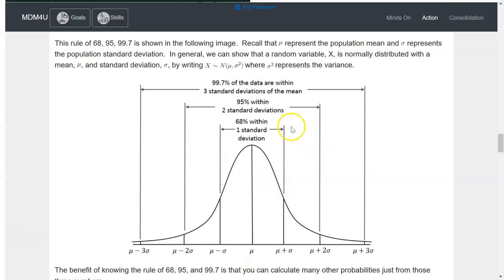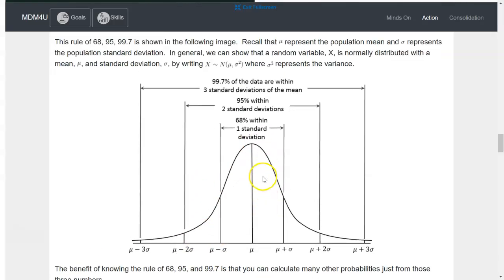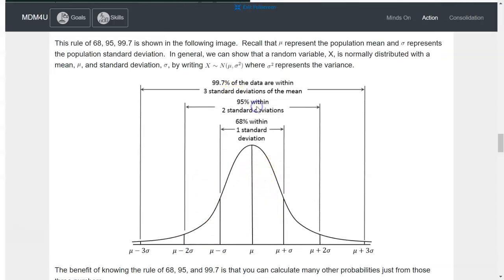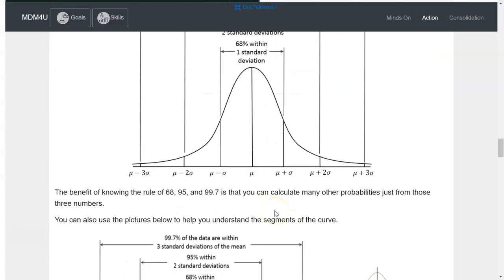But furthermore, 2 standard deviations away, in this direction and this direction, so plus 2 standard deviations and minus 2 standard deviations, this part of the curve, all of this here, is 95% of the data. So 95% of the data is within 2 standard deviations. If we go out to 3 standard deviations, we find that almost everything, not everything, but 99.7% of the data is within 3 standard deviations.